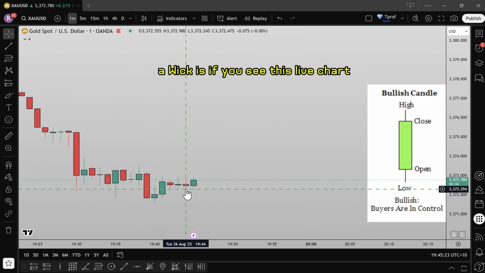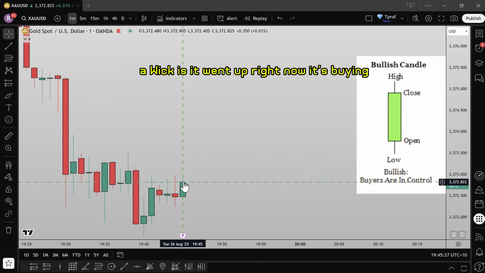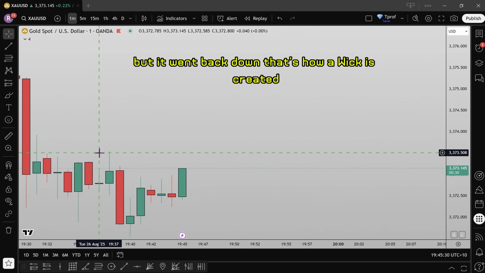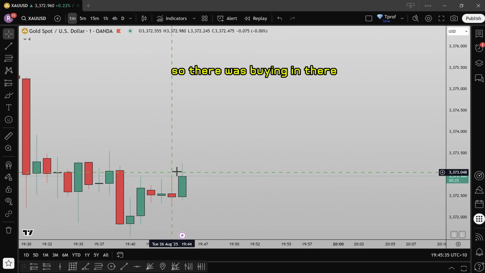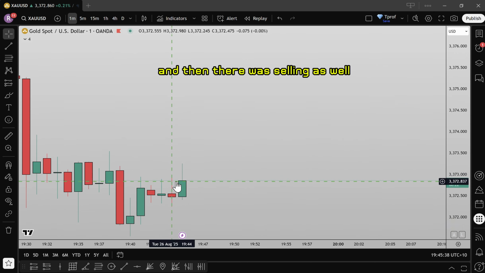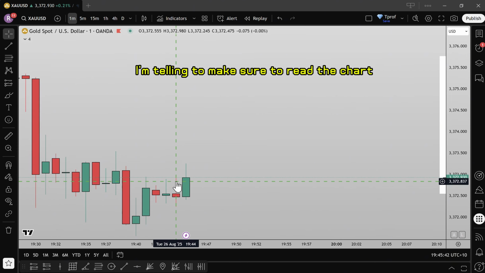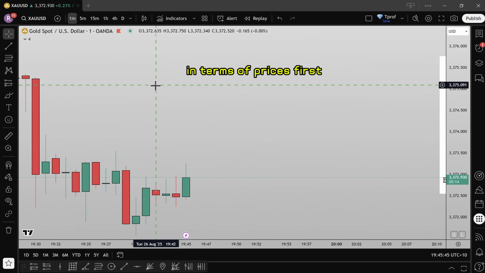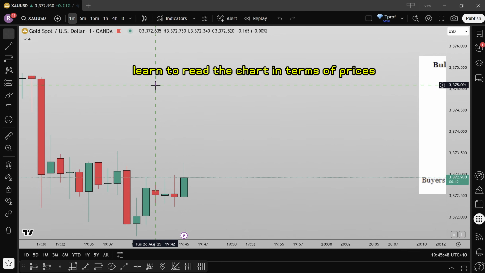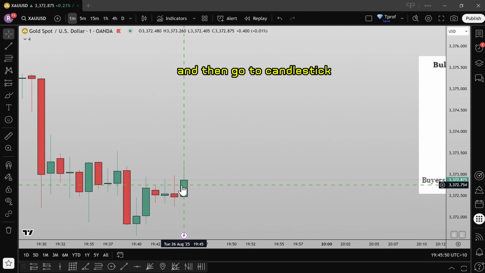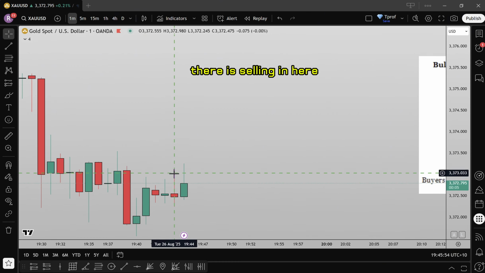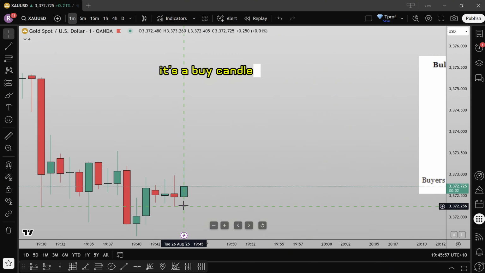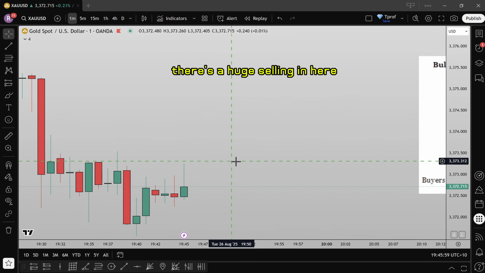A wick is, if you see this live chart, it went up. Right now it's buying, but it went back down. That's how a wick is created. There was buying in there and then there was selling as well. That's why I'm telling you to make sure to read the chart in terms of price first. Learn to read the chart in terms of price and then go to candlesticks, so you know that there's selling in here. There is selling in here. So now it's not just a buy candle, it's a buy candle with a huge wick. There's huge selling in here, right?